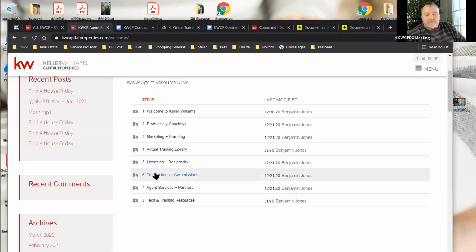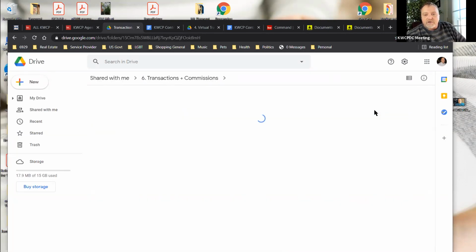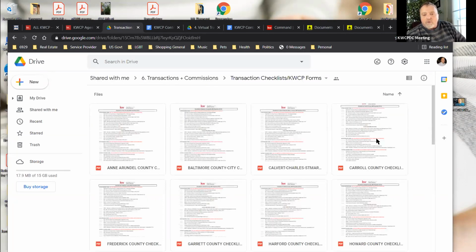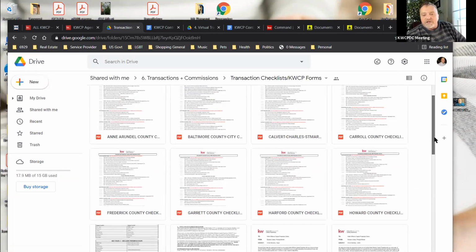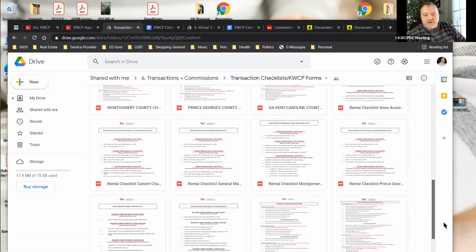So you're able to go to folder number 6, go to checklists, and whatever jurisdiction we're looking at, whether it's DC, Maryland, Virginia, any of those other jurisdictions, they're all available here.